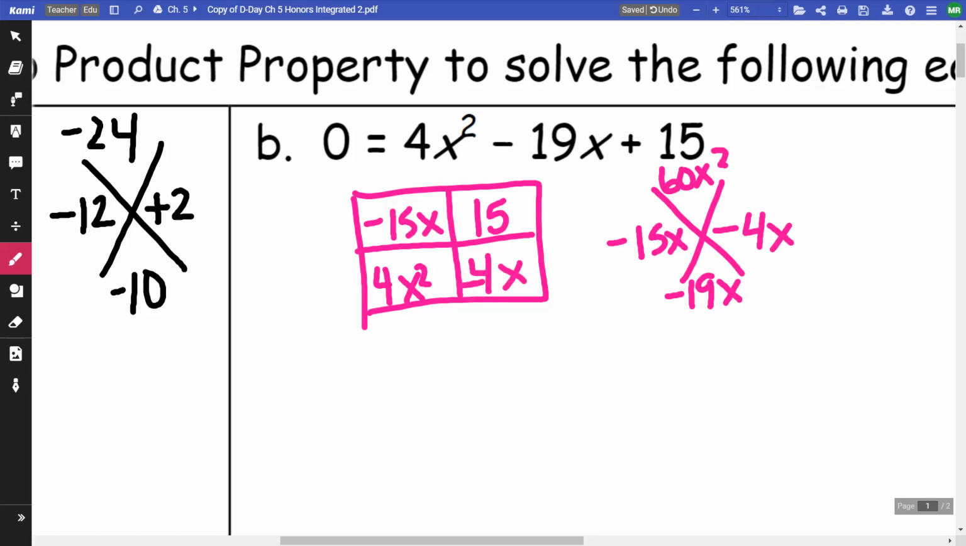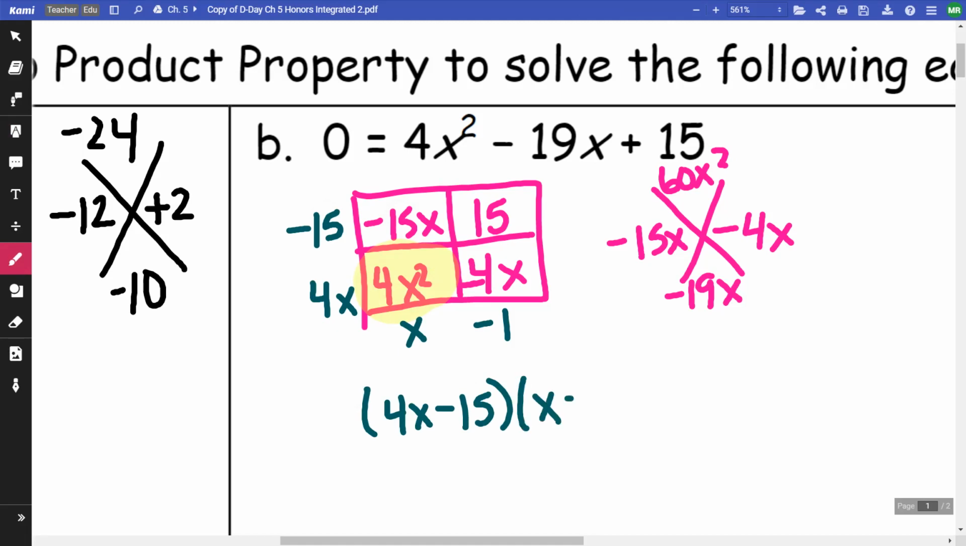So I want to focus first on this, which is either going to be a 4x and a 4x or a 2x and a 2x. But because of the 15, I definitely cannot do a 2x and a 2x. So I'm going to have a 4x here and an x here. 4x times negative 1, x times a negative 15. So I'm going to get 4x minus 15 times x minus 1. And again, this is equal to 0. And then I'm going to solve these.